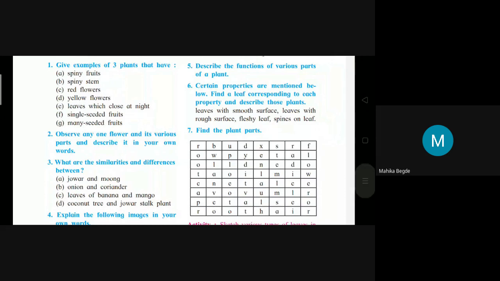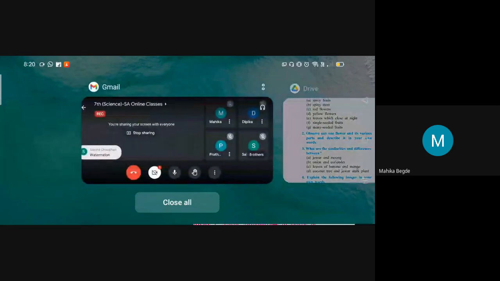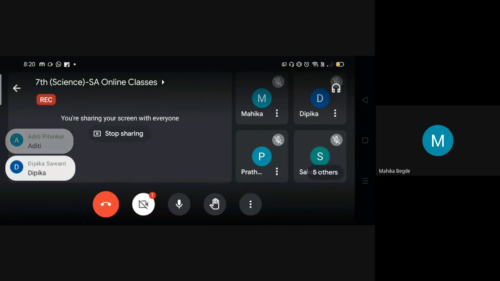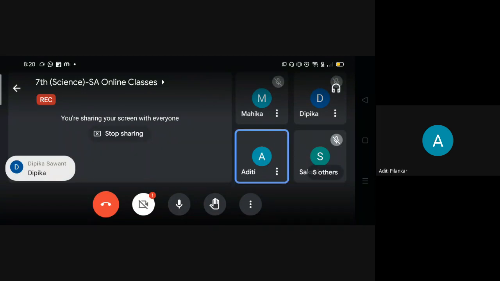Describe the parts of a flower. Who will? You have to describe the parts of a flower. Aditi. Okay, Aditi.